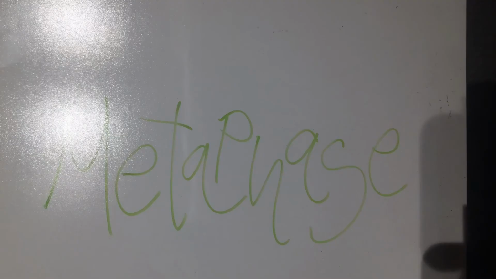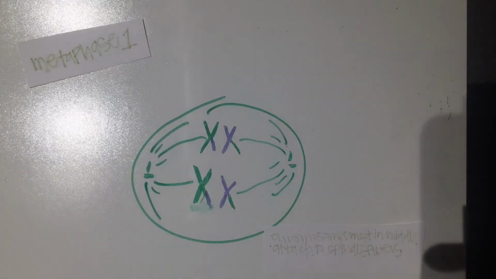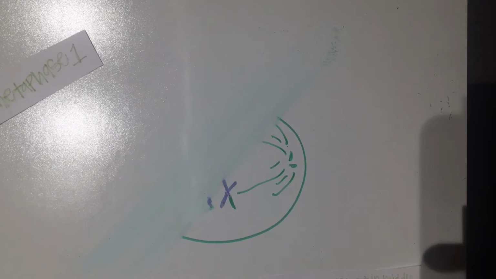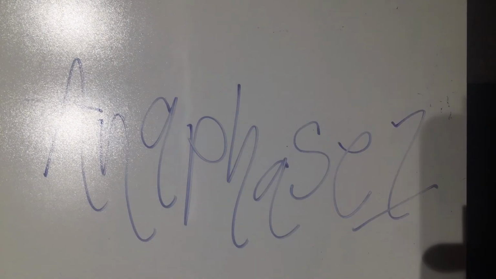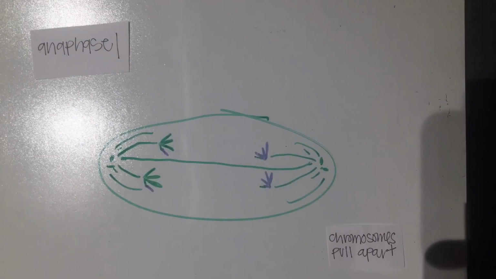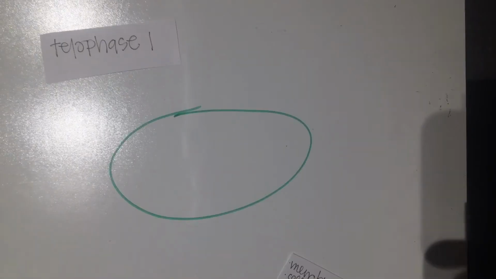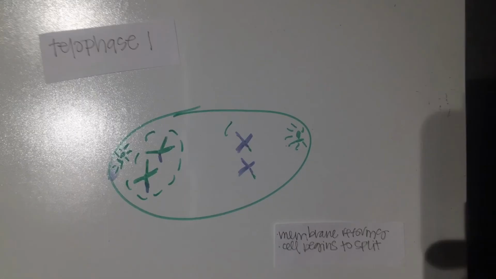So next we have metaphase, which is where the chromosomes line up in the middle and completely attach to the spindle fibers. After that is anaphase, which is when the spindle fibers pull the chromosome pairs to the opposite ends of the cell. And then it's telophase, which is when the nuclear membrane forms and the cell begins to split.